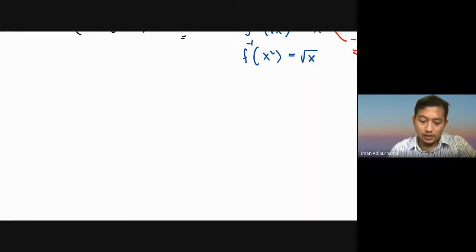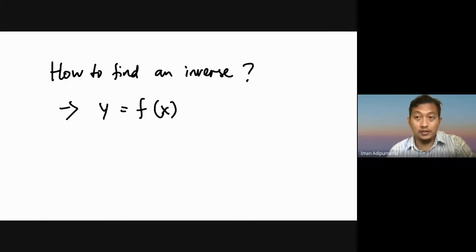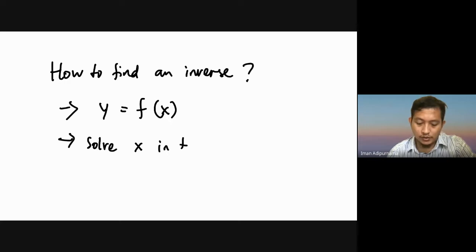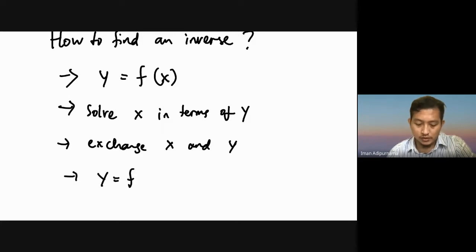Okay, the next case is how to find an inverse. So generally, first write the function in terms of y equals f of x. Solve x in terms of y. And then exchange x and y. And then write down the result as the inverse.